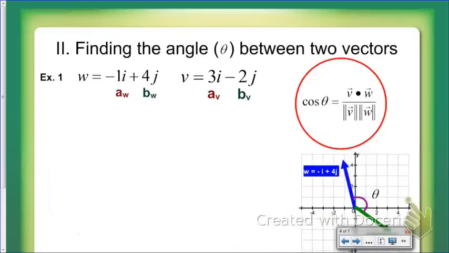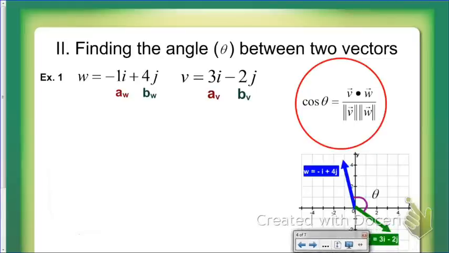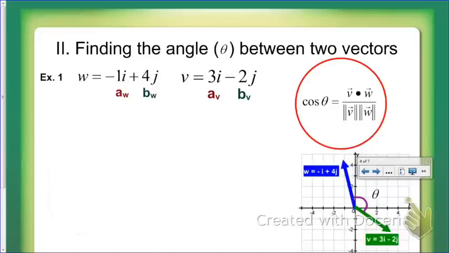Let's go ahead and try an example of finding the angle between two vectors. I'm going to use the same two vectors I just did: negative 1i plus 4j, and 3i minus 2j. The angle written in purple is the angle in between, and we're going to determine what that is. So I'm going to set up this formula. I know that cosine theta is going to equal v dot w. We already know that answer, we just solved it a second ago: negative 11. But if you don't remember, I do the horizontal times the horizontal plus the vertical times the vertical. So my dot product is negative 11.